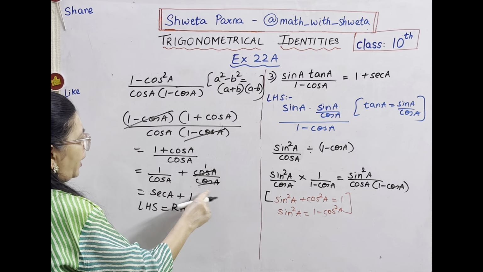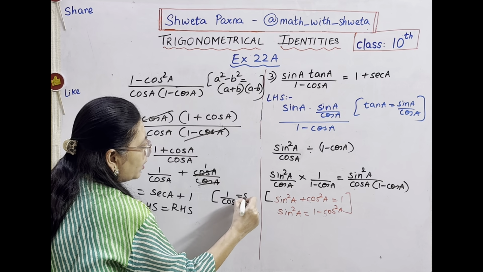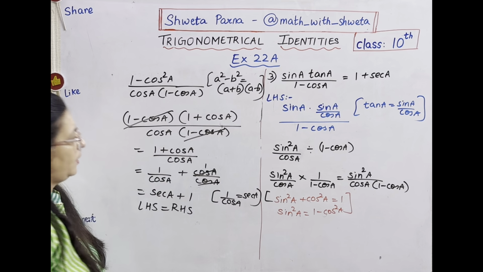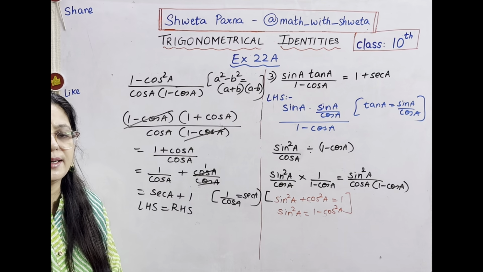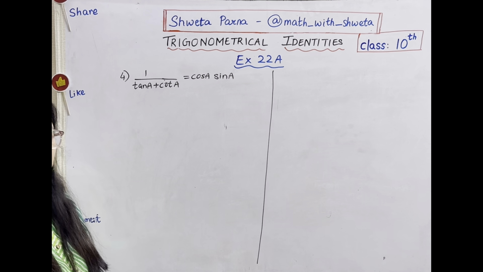Here you will have to write: 1 upon cos A is equal to sec A. Clear? Let's go to the next one. Let's go to question number 4: 1 upon (tan A plus cot A).